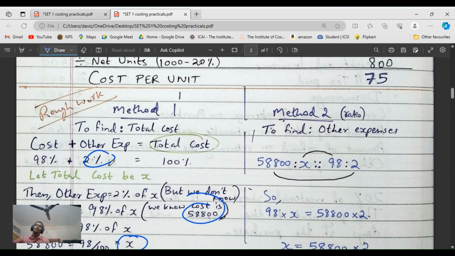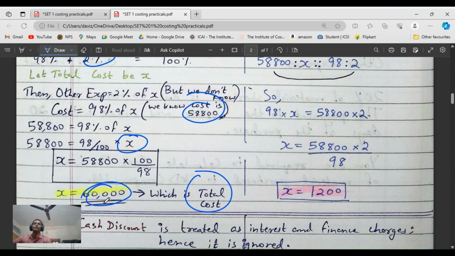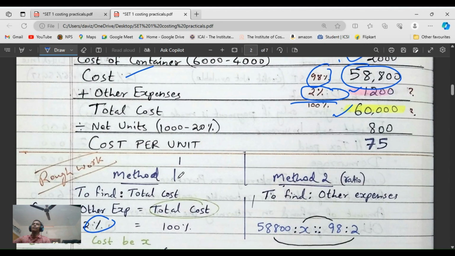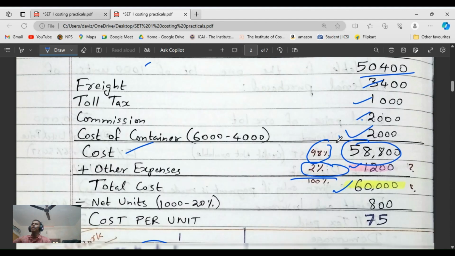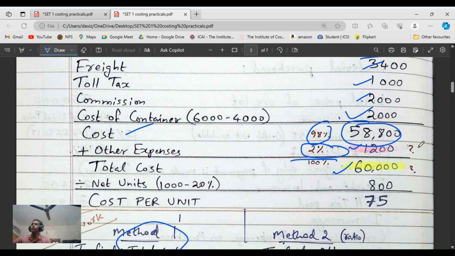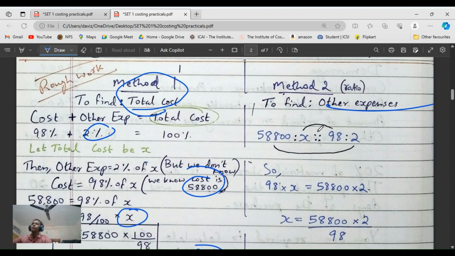See, 2% is other expenses, so the remaining 98% is cost. That's how we derived the total cost. It is 60,000. Method 2 is to find other expenses. The first method is used for finding total cost. But if we have to find the other expenses, 2% is unknown, question mark, and 98% is 58,800. So we can cross multiply. It works by ratio.